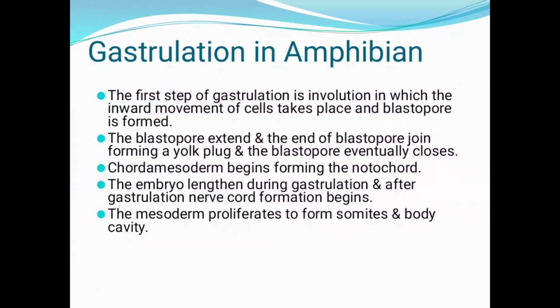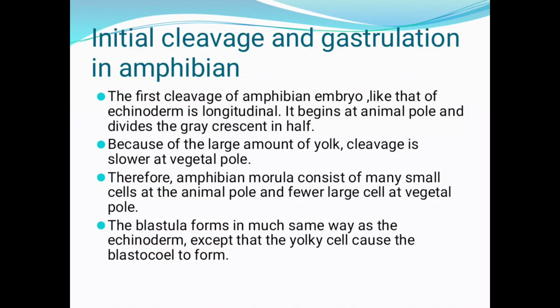Now, initial cleavages and gastrulation in amphibians. The first cleavage of the amphibian embryo, like that of echinoderm, is longitudinal. It begins at the animal pole and divides the grey crescent in half. Because of the presence of a large amount of yolk, cleavage is slower at the vegetal pole. Therefore, the amphibian morula consists of many small cells at the animal pole and fewer large cells at the vegetal pole. The blastula forms in much the same way as in the echinoderm.